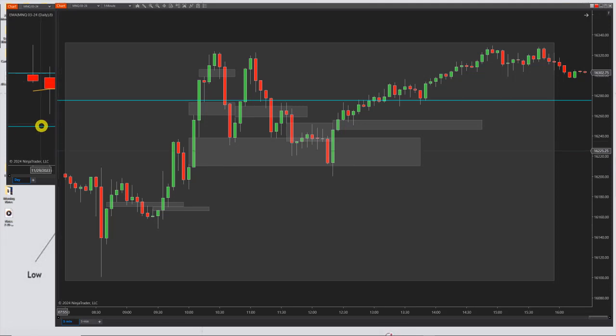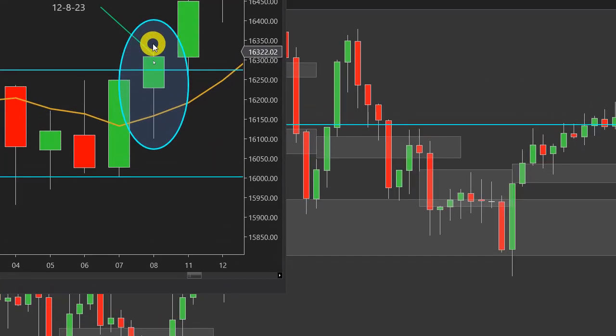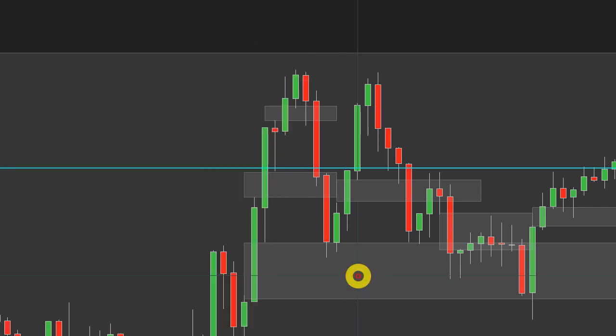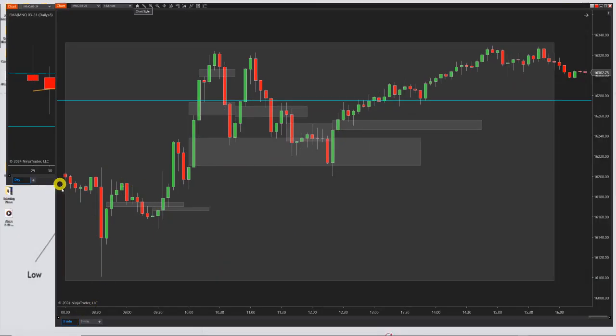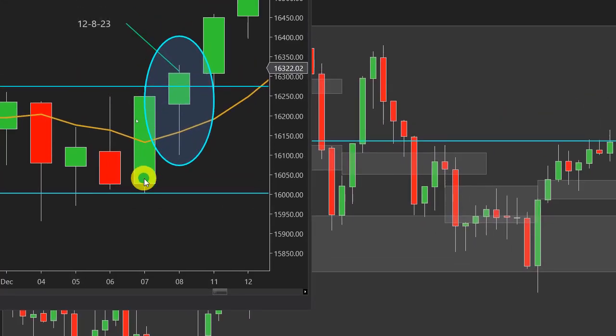All right, let's do the last day of interest for this flat zone here, which is 12/8/23. You can see it's starting to break up right here. All right, 12/8/23. Let's go look at the 5-minute chart and the 1-minute chart to see what we have. Oh, by the way, this is the high and low of the previous day. All right, this big green candle's high and the big green candle's low.